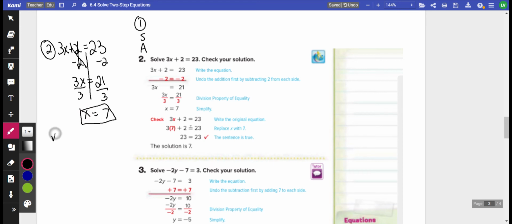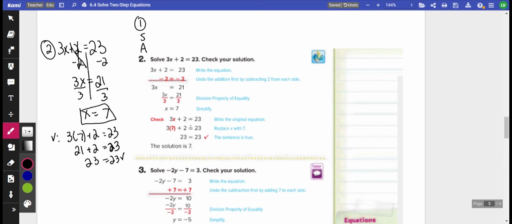I can check my work by plugging it back into my equation. 3 times 7 plus 2. 3 times 7 is 21, plus 2. 21 plus 2 gives me 23. So the left side equals the right side, so check, yes.